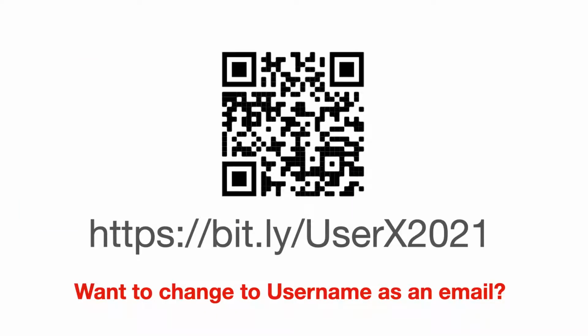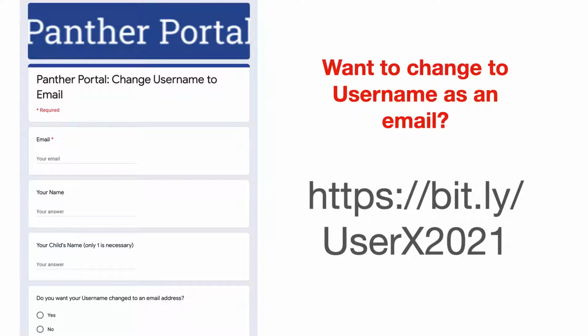You would use this URL or this QR code to fill in a form. When you fill in this form, we just need to collect a little bit of data about you. One of the most important things you can do on this page is include your child's name, at least one of your children, just so we make sure, especially if you have a common name, we want to make sure we get the right John Smith if we're making any changes to someone's login ability. So there's the URL again, and hopefully it's easy to remember.